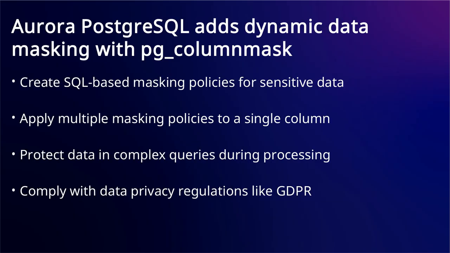Protecting sensitive data in databases while maintaining functionality is challenging. Aurora PostgreSQL's new PG_column mask extension addresses this by enabling dynamic data masking at the column level. You can create SQL-based masking policies to control how sensitive data appears to users based on their roles. Multiple policies can be applied to a single column with precedence control.